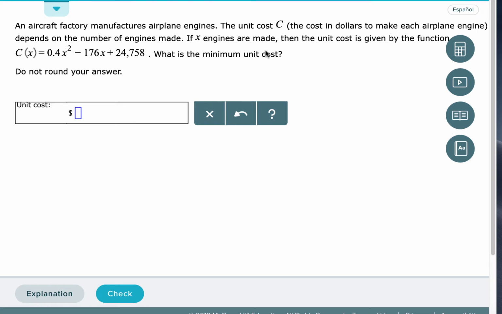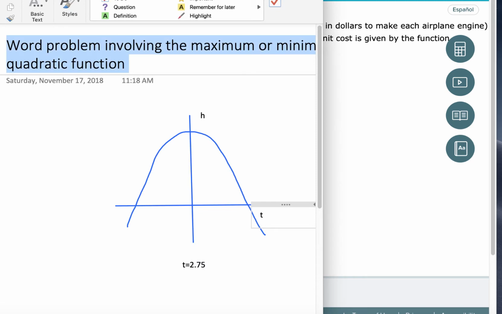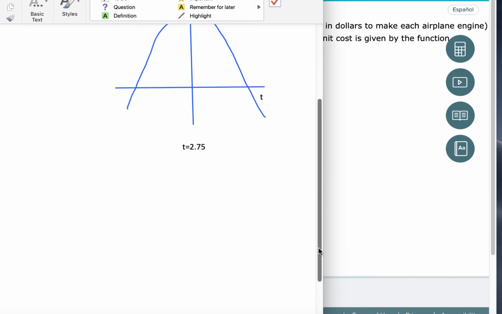So in this particular case, our leading coefficient is 0.4 because that's the coefficient of x squared. So that lets me know that my parabola is going to open upward. So if I use OneNote to capture that, I would have a little bit different graph than what I have here.